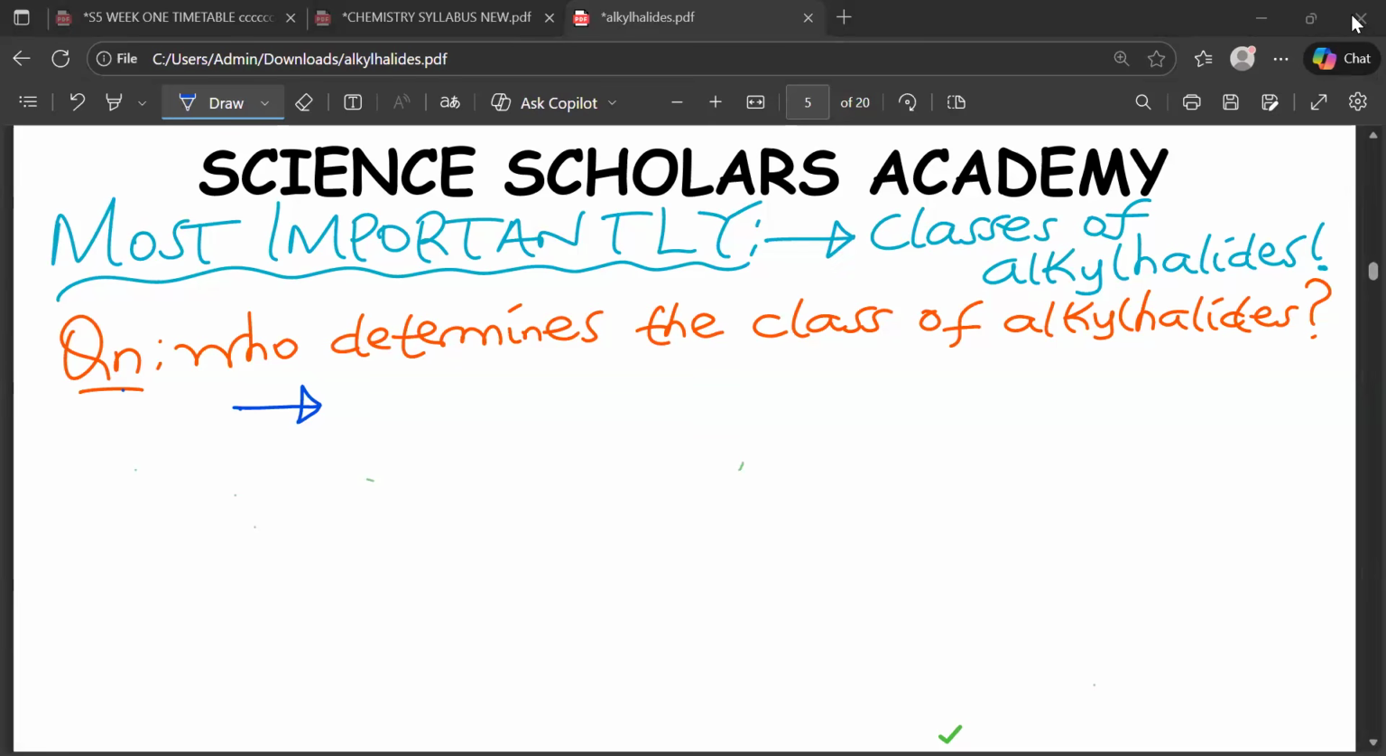Yeah, she gave a very good answer. She said that what is going to determine is first and foremost the carbon. Which carbon? The carbon that is having the halogen atom. And what exactly is determining is the number of hydrogen touching that carbon. That's a very good answer. Very perfect.